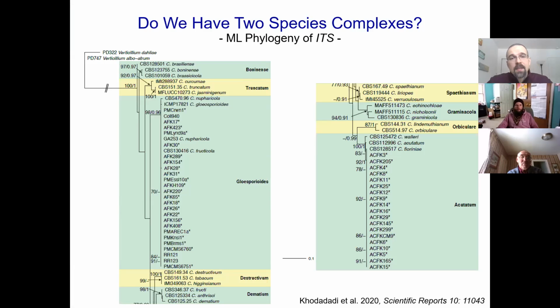On the left side, you can see all the isolates that have the AFK label. Those are the ones from New York and Virginia and Pennsylvania. And they belong definitely to the gloeosporioides species complex. So that definitely means that we do have the species from the warmer regions present in the Hudson Valley. And then on the right side, you can see that the ACFK isolates, they're from New York and other regions, and they also belong to the acutatum species complex. So we do have both groups of species from warmer and cooler regions. So that was the first question that we answered.